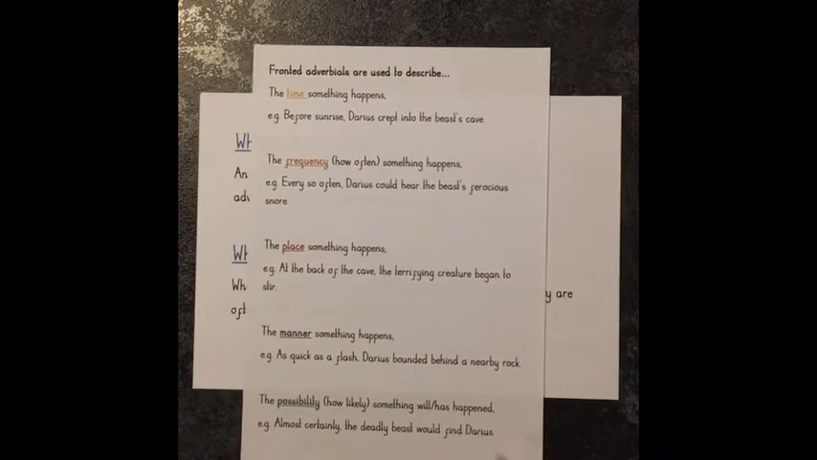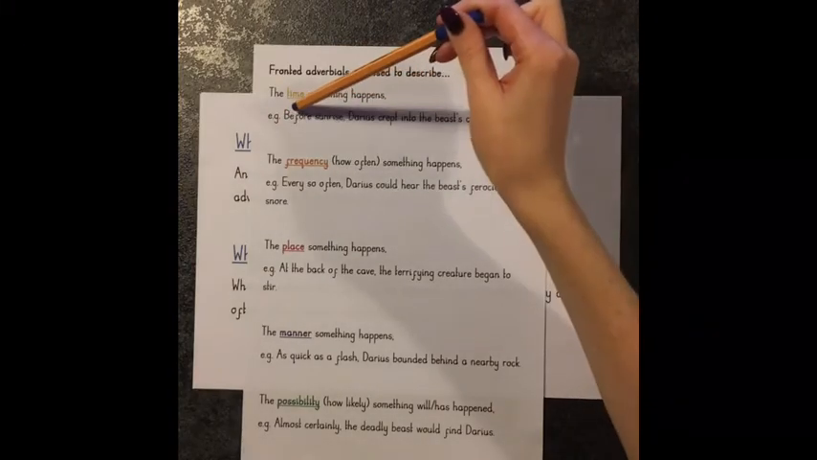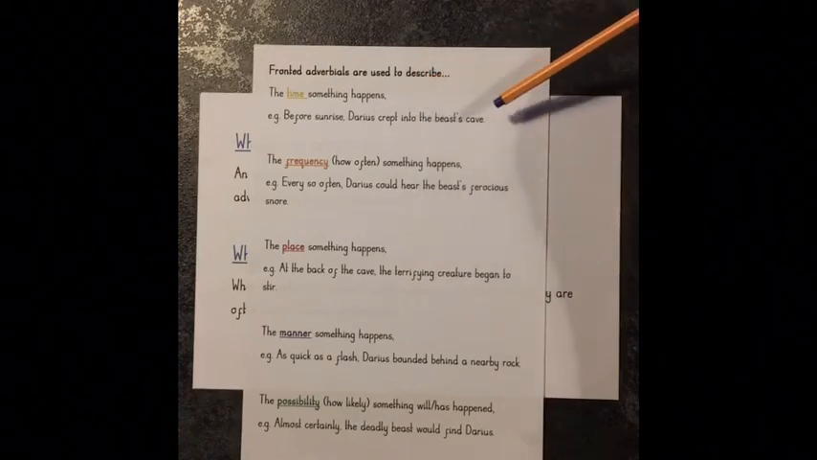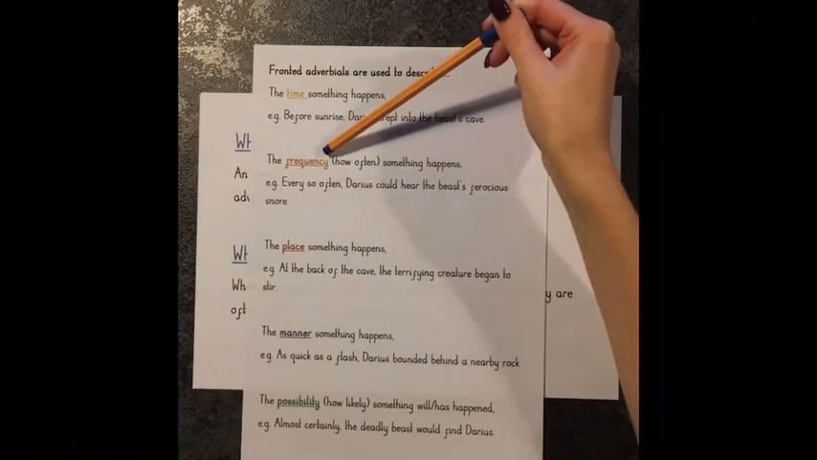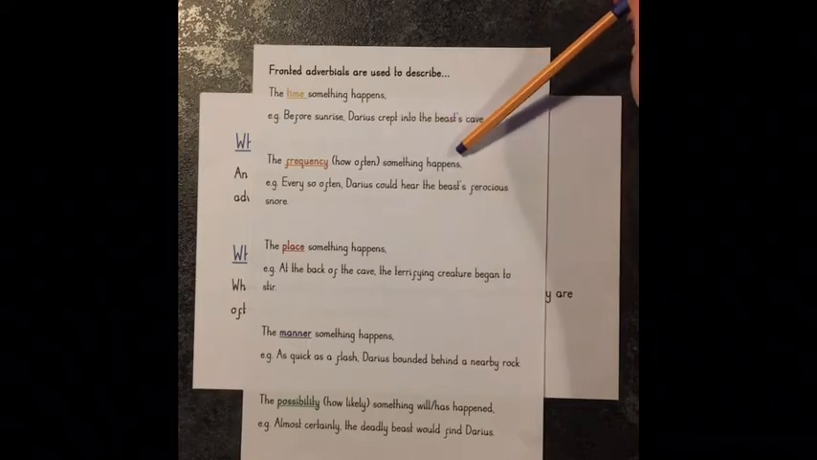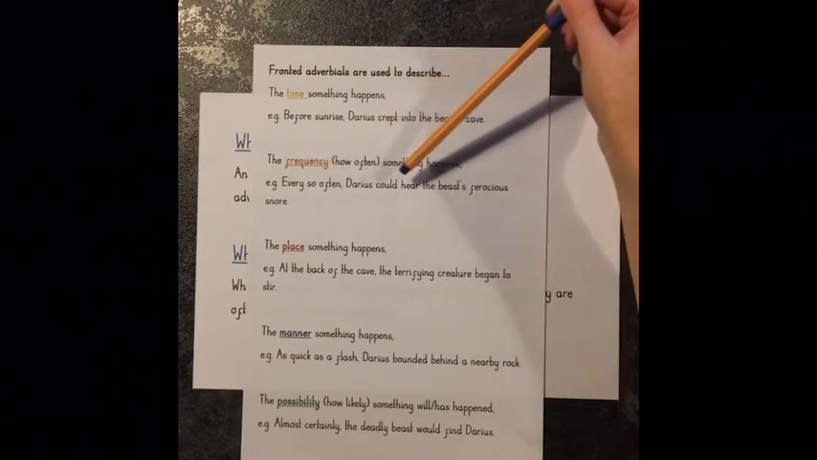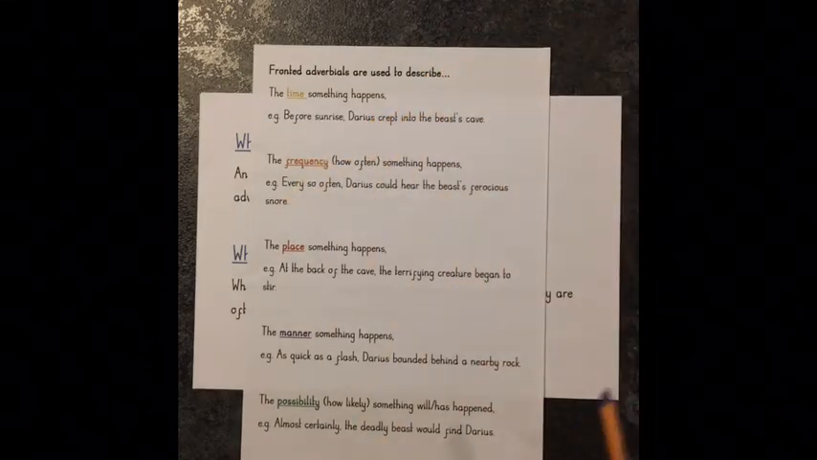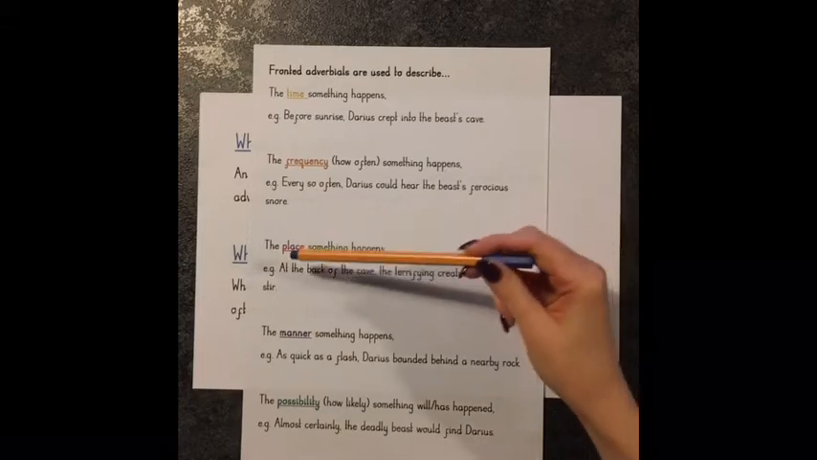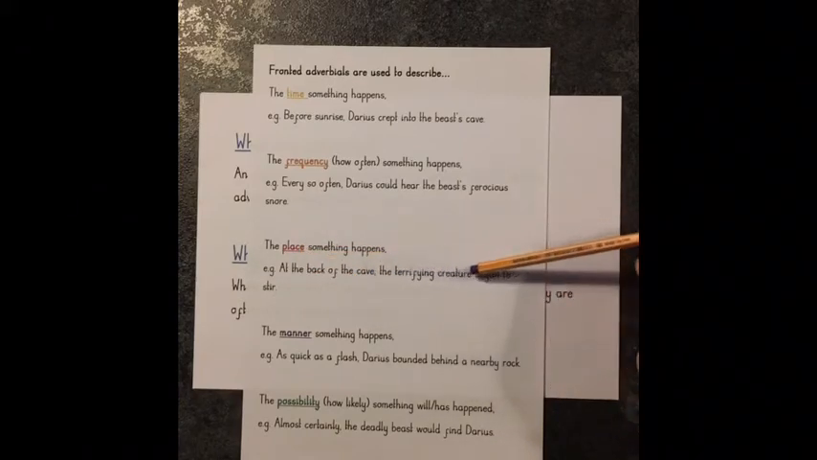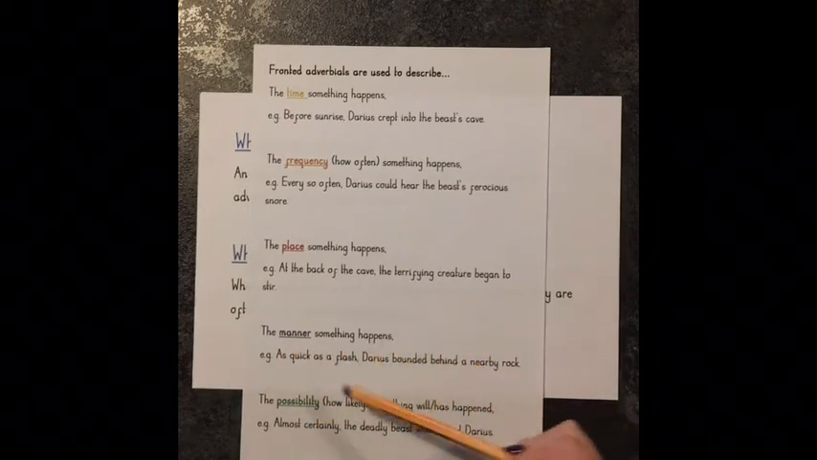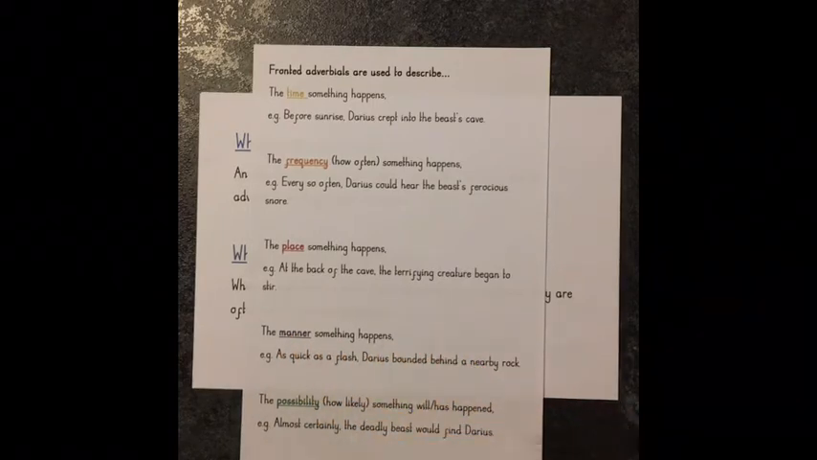So they describe the time something happens. Before sunrise, Darius crept into the beast's cave. The frequency, how often something happens. Every so often, Darius could hear the beast's ferocious snore. The place something happens. At the back of the cave, the terrifying creature began to stir. The manner something happens. As quick as a flash, Darius bounded behind a nearby rock.